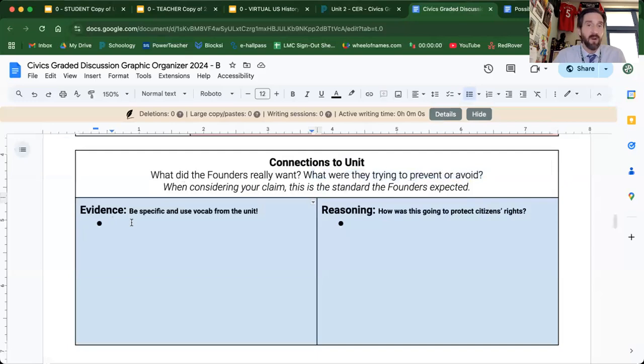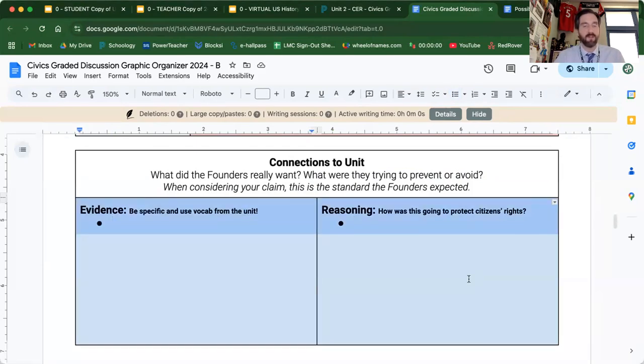All right. And this is where you're going to maybe quote the Constitution. Oh, well, in Article 1, Section 8, Clause 3, it says that Congress can do this. Right? Your reasoning in your own words, why did Congress get that power? So the blue box here is all about the unit. What did we learn about in the unit? What does the Declaration say? The articles say, Constitution, amendments, any definitions, anything we talked about, that would go here.